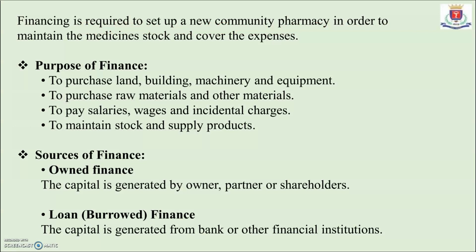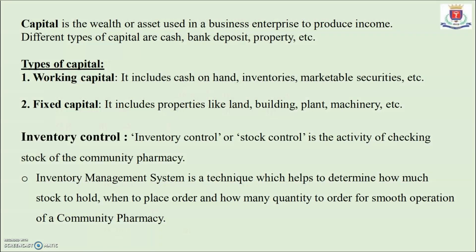So first, financing is required to set up a new community pharmacy in order to maintain the medicine stock and cover the expenses. So what is the purpose of finance? To purchase land, building, machinery and equipment, to purchase raw materials and other materials, to pay the salaries of the staff, wages and incidental charges, and to maintain stock and supply products. So what are the sources of finance? First is own finance, means it's our own money, and second loan finance, which can be borrowed, or you can say you can take a loan from the bank.